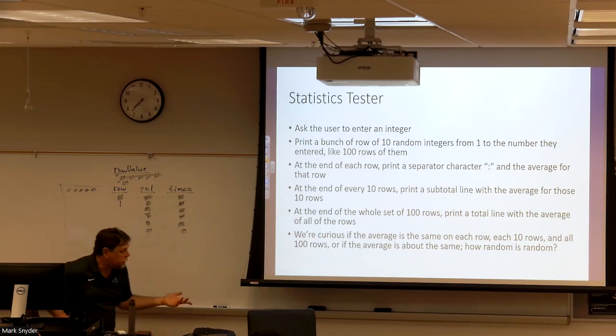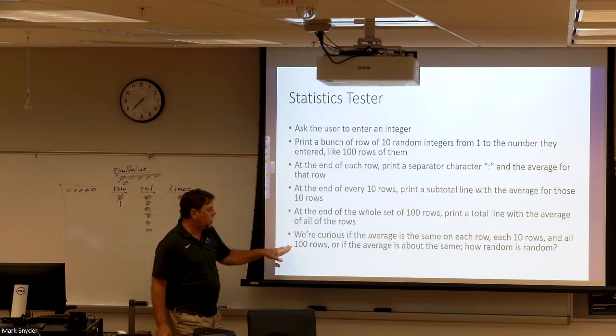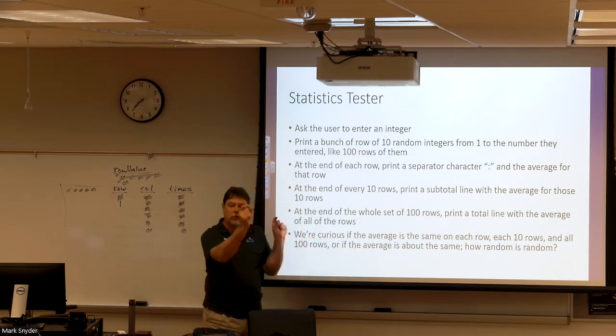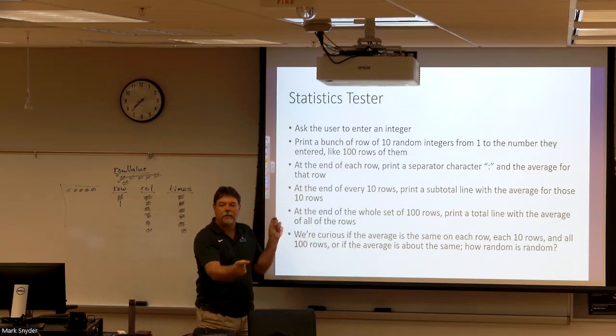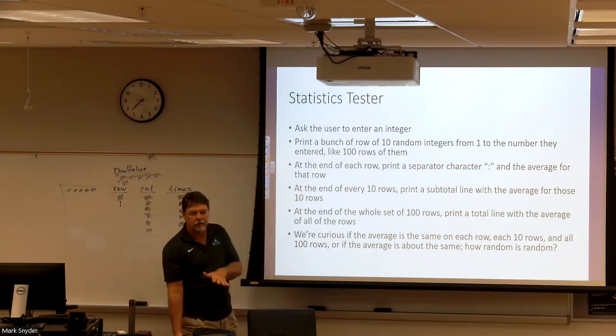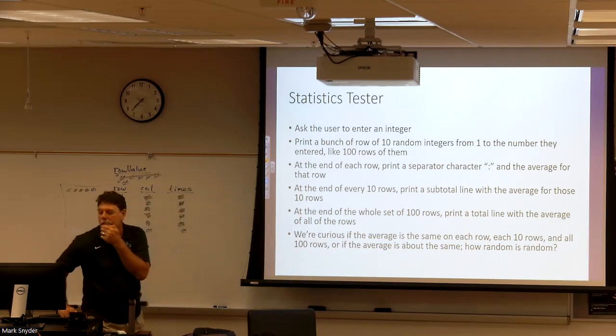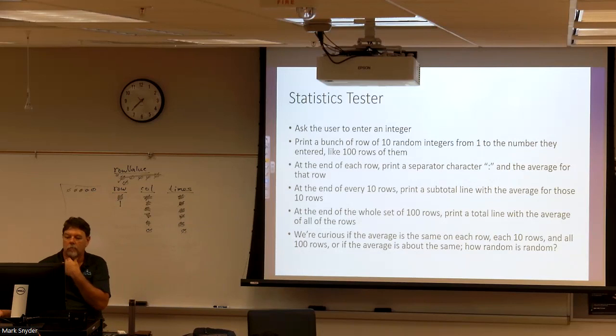And I'm just kind of curious. We're dealing with the random number generator here in Python, but I'm curious if the average on each row is dramatically different than the average every 10 rows, is dramatically different than the average after all of the 100 rows. How random is random, in other words?